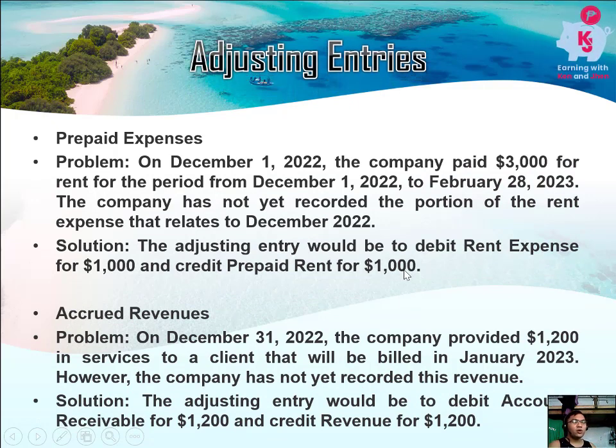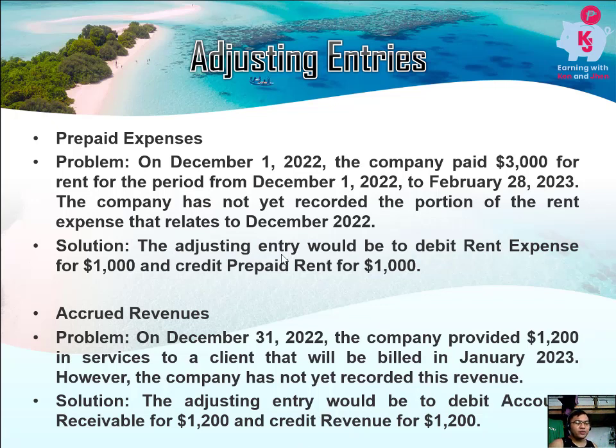Prepaid expenses. On December 1, 2022, the company paid 3,000 for rent for the period from December 1 to February 28. The company has not yet recorded a portion of the rent expense that relates to December 2022. So, ibig sabihin, yung isang month ng rent, hindi pa nila na-record. Solution: the adjusting entry would be to debit rent expense and credit prepaid rent, kasi nagamit na natin yung binayad na advance, yung prepaid rent po. Okay.